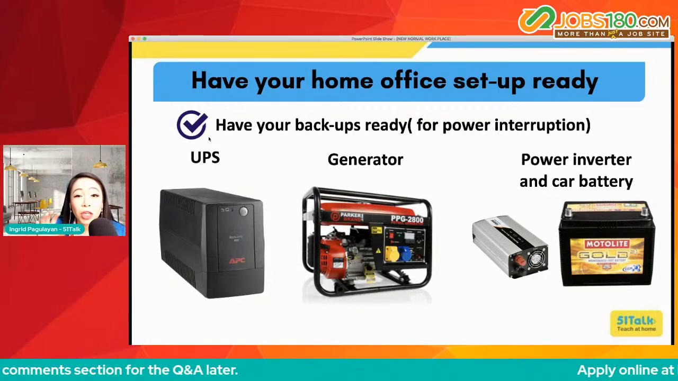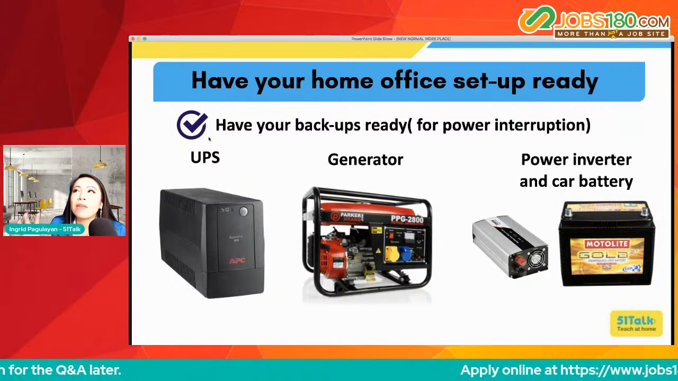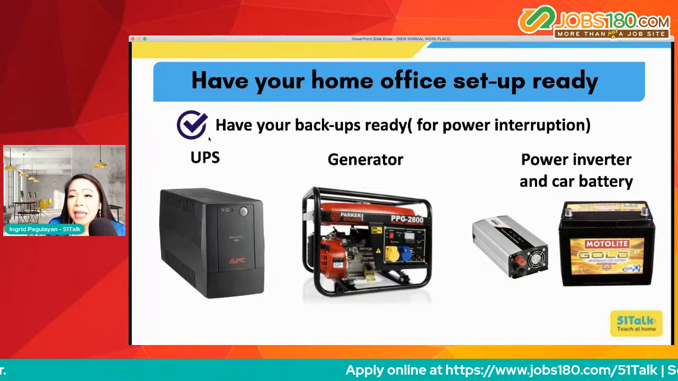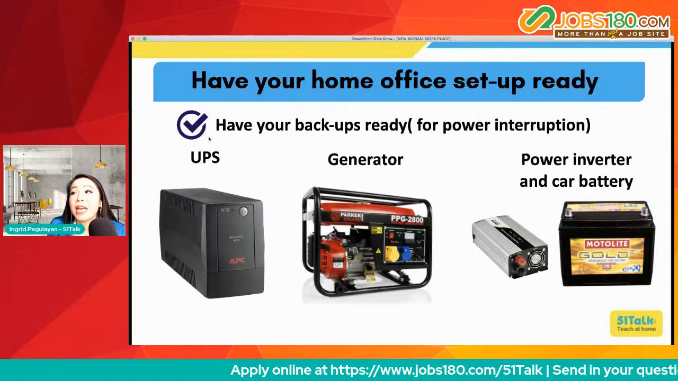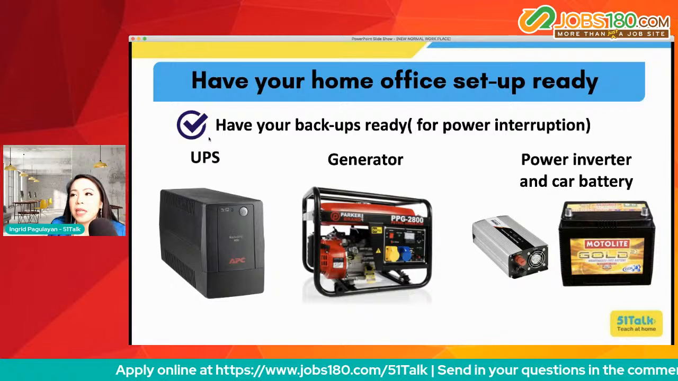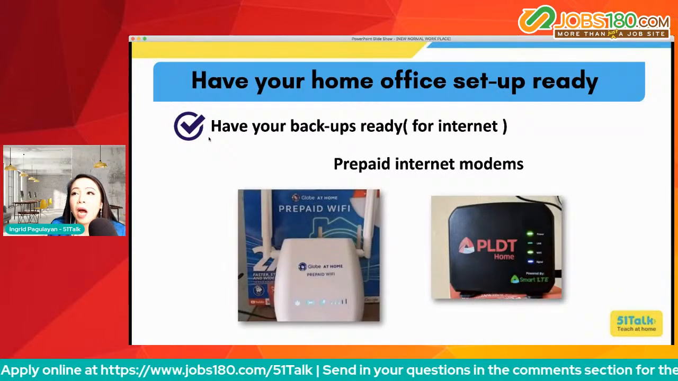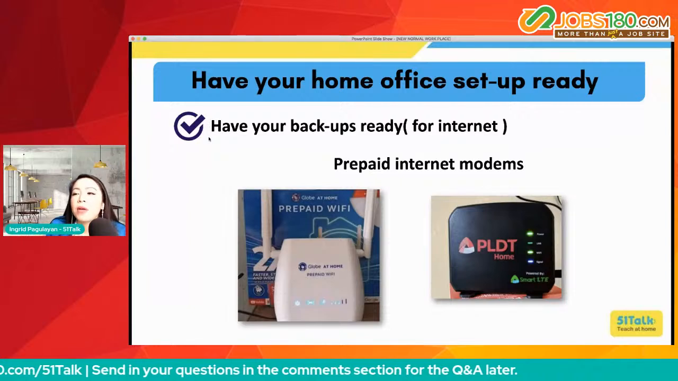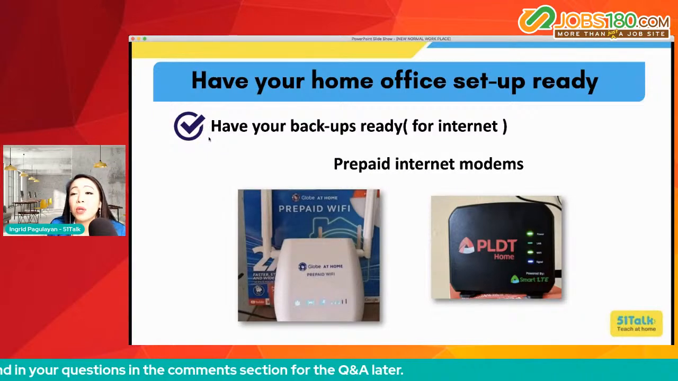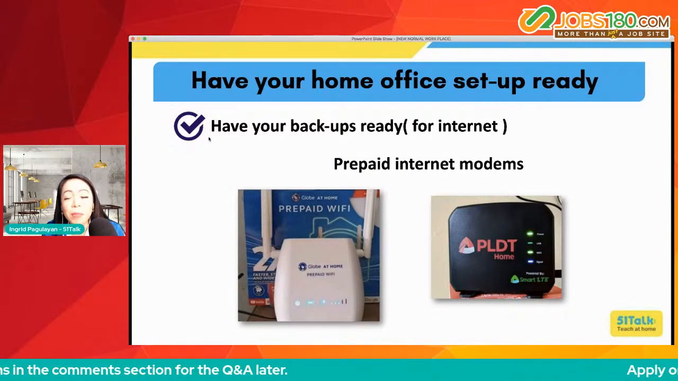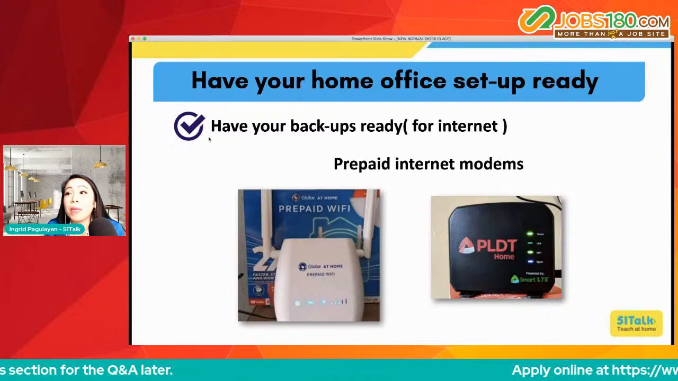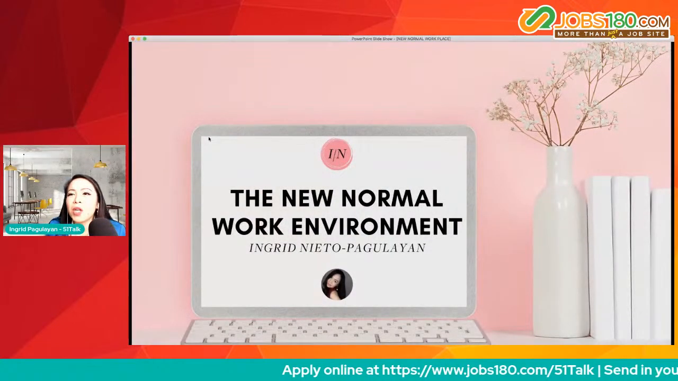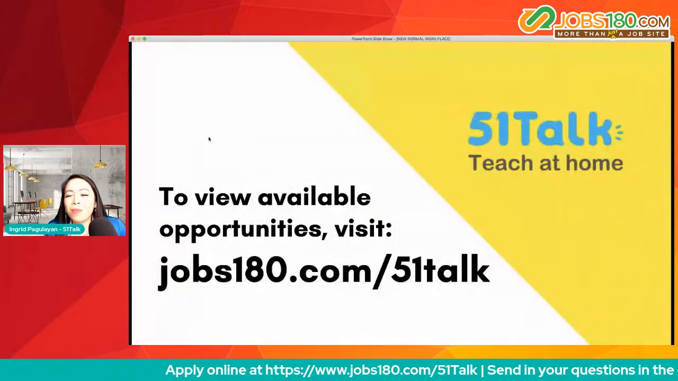Your UPS, generator, if you live in an area where the power often goes out. So power inverter and car battery, these are okay backups. And then of course for your internet, just in case it conks out, always have the prepaid Wi-Fi or prepaid internet modem ready so you can still be connected if your regular connection suddenly goes out. Okay, so that's the new normal work environment.